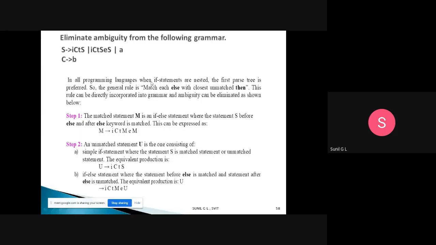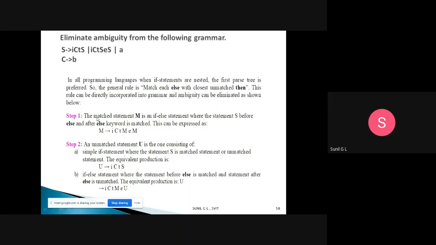In all programming languages, when if statements are nested, the first tree is preferred. So the general rule is to match each else with the closest unmatched then. You need to match the else with whichever if-then is nearest to it. Match each else with the closest unmatched if-then. This rule can be directly incorporated into the grammar, and the ambiguity can be eliminated as shown below.